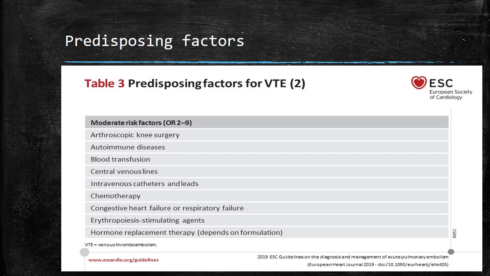Basically, congestive cardiac failure or respiratory failure is the right heart failure, and in pulmonary embolism, it also causes the right heart failure. So it's an independent risk factor of pulmonary embolism. Erythropoietin stimulating agents and hormone replacement therapy. Erythropoietin related agents will increase the hematocrit and will thicken the blood, and it leads to probable causes of making thrombi and then emboli and then causing pulmonary embolism.